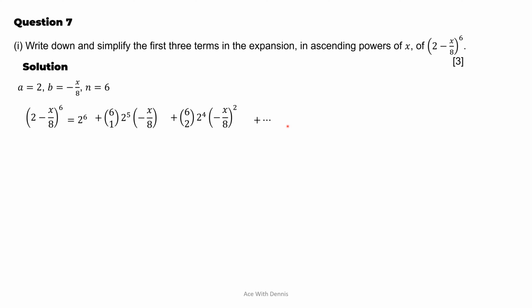Right, we don't have to expand everything because, as mentioned in the question, it only wants the first three terms. So this is the first term, second term, and third term. Then we simplify. From this expansion, we get 64 minus 24x plus 15 over 4 x squared plus dot dot dot.